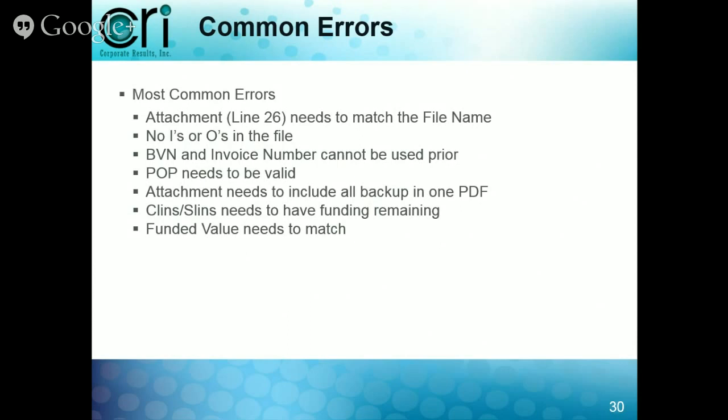CLINs and SLINs need to have funding remaining. So you can't send information for a CLIN or a SLIN that has no funding remaining. It'll error out. And the funded value needs to match. So the funded value that you have in your Costpoint system is going to have to match what the government has in their system. And if not, that's a pretty common error depending on the relationship.